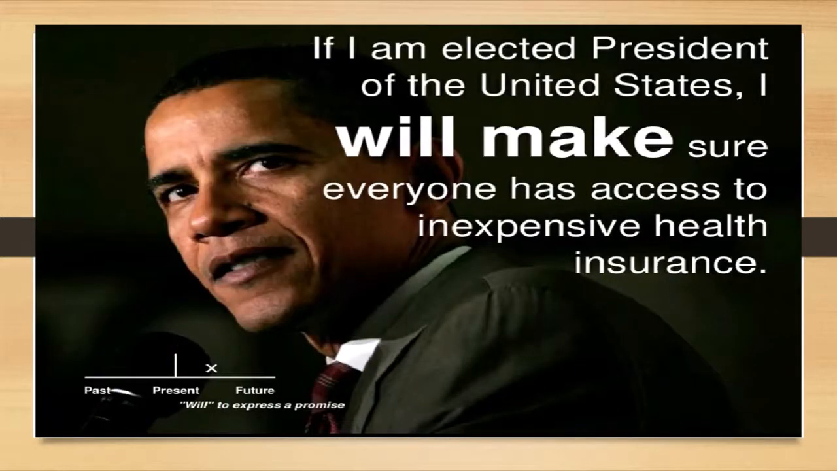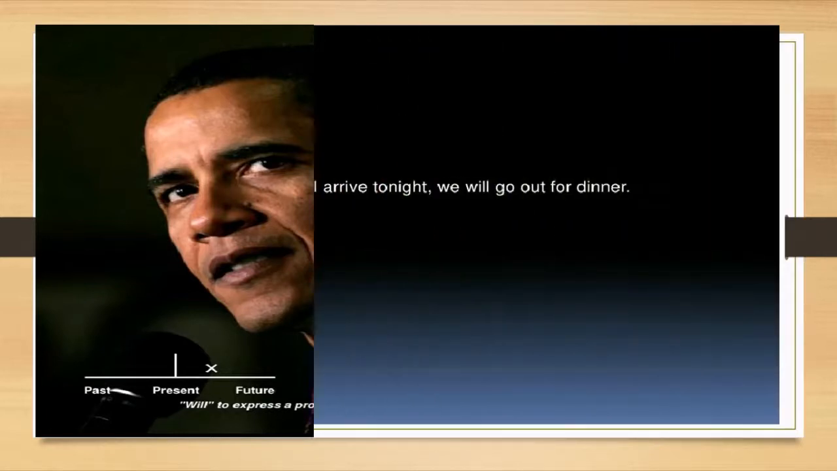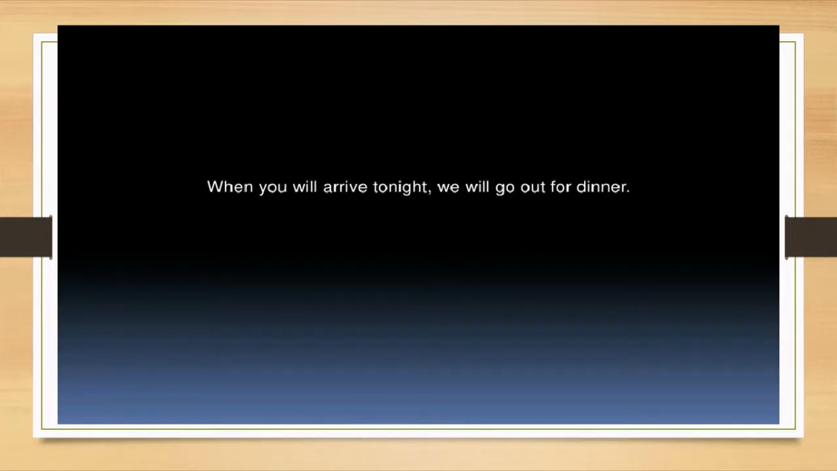For example, if I am elected President of the United States, okay, but here it is written I am, but before that, if is written. If I am elected president of the United States, I will make sure everyone has access to inexpensive health insurance. I repeat, if I am elected president of the United States, I will make sure everyone has access to inexpensive health insurance. Okay? When you arrive tonight, you will go out for dinner.